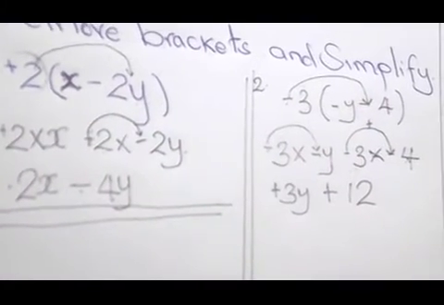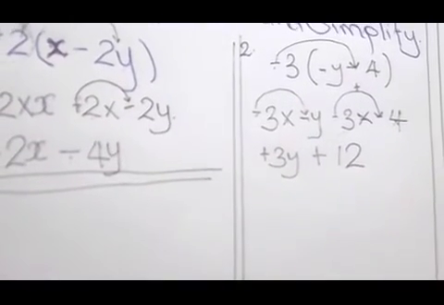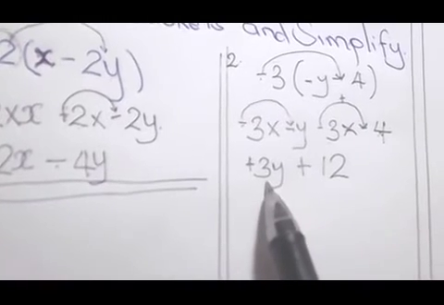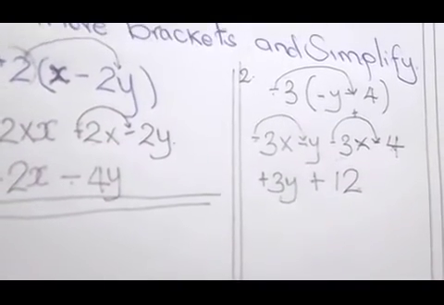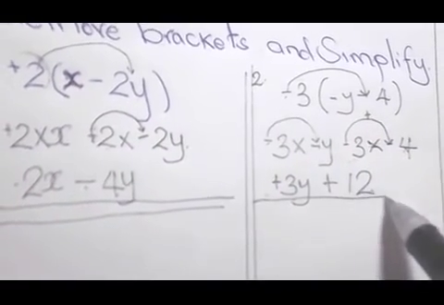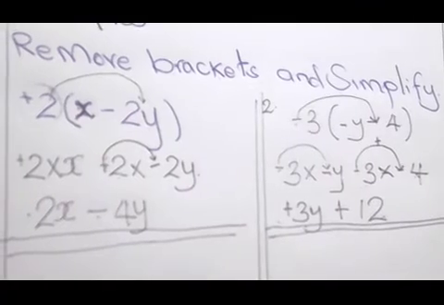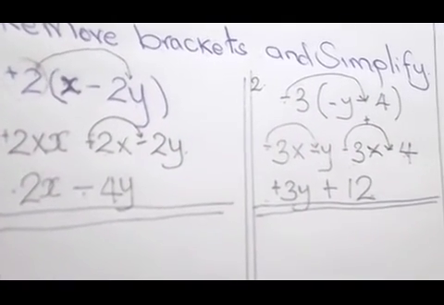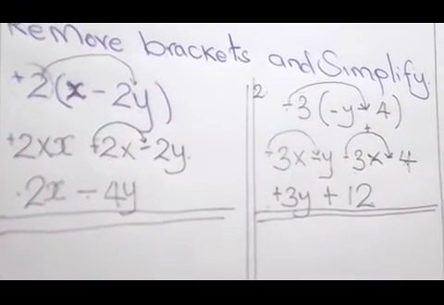So that means we have simplified after removing brackets. We can no longer go any further because these are unlike terms. This is 3y, this one has no y, so we cannot add them. So our answer is good. We stop there. Therefore, with these two examples, I hope you can answer the questions of the activity that I'm going to give you in our exercise at the back of our lesson notes.